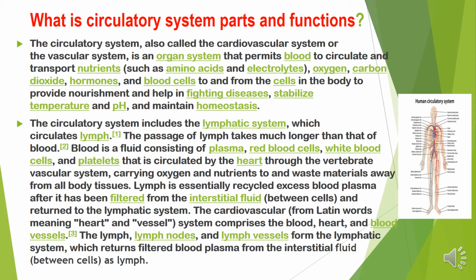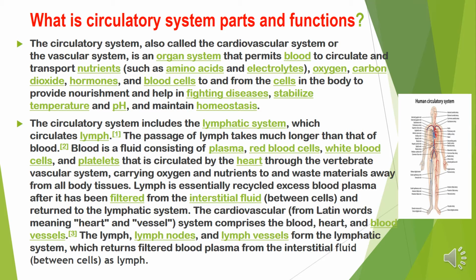The circulatory system, my dear students, includes the lymphatic system, which circulates lymph. The passage of lymph takes much longer than that of blood. The blood is a fluid consisting of plasma, the RBC, which we call the red blood cells, the WBC, which we call the white blood cells, and the platelets. That is circulated by the heart through the vascular system. Remember, my dear viewers, it is carrying oxygen and nutrients to, and waste materials away from, all body tissues.